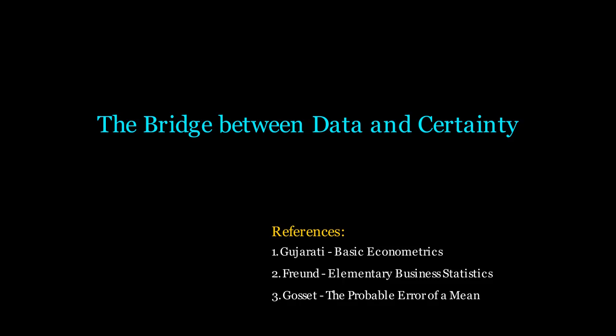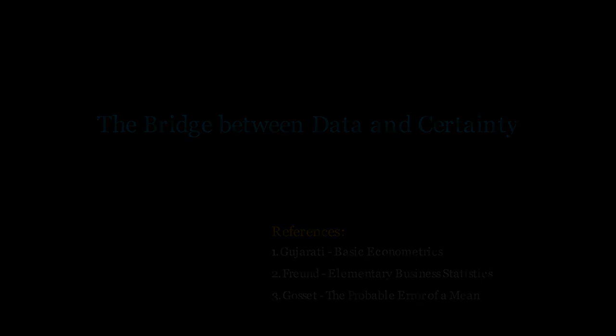References: 1. Damodar Gujarati, Basic Econometrics. 2. John E. Freund, Elementary Business Statistics. 3. Student (William Sealy Gosset), The Probable Error of a Mean, 1908.